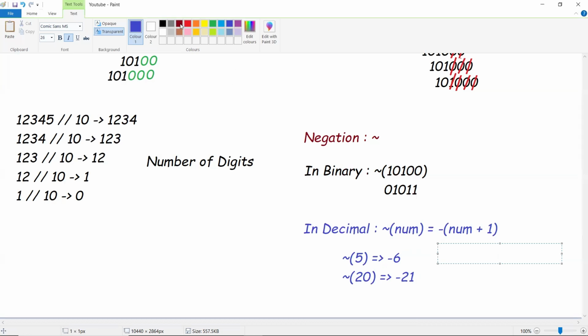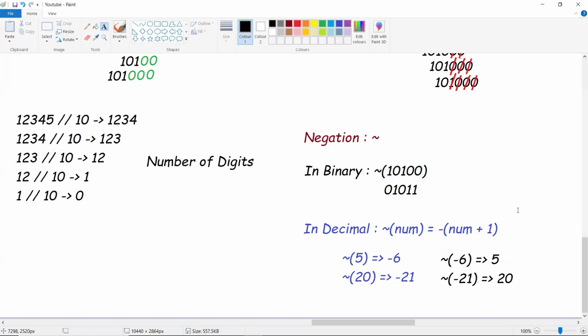Similarly, if I do it vice versa, let's check for that too. If I do negation of minus 6, you get the value minus of minus 6 plus 1, which is minus 5 inside the bracket. So minus into minus, you get plus. So now negation of minus 6, you get the answer 5. Similarly, negation of minus 21, you get the answer 20. So this is regarding bitwise negation.